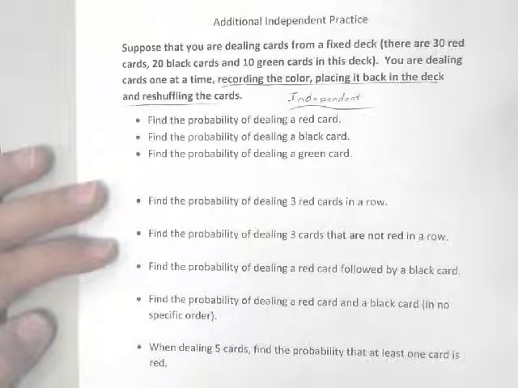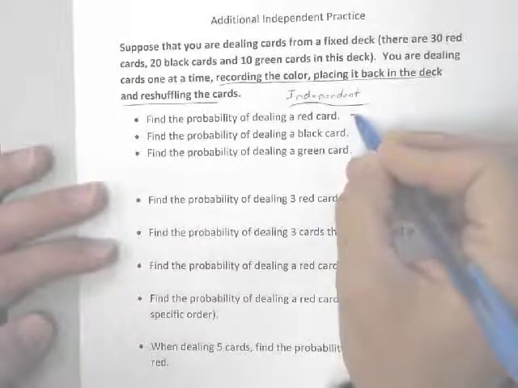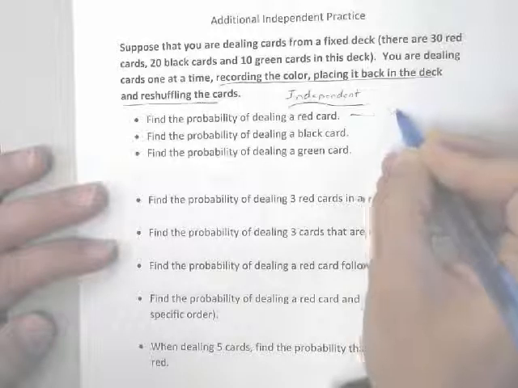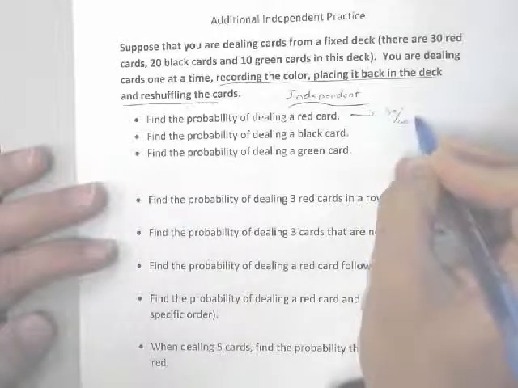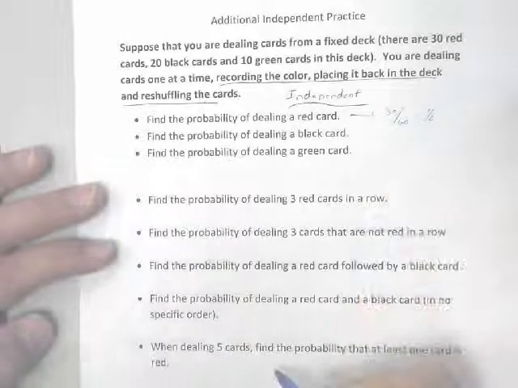If you deal a red card, record it, put it back in the deck, reshuffle that deck, and deal another card, you have the same probability of getting a red card as you did the first time. So this is just a straight multiplying problem. The first couple of problems are relatively simple. Find a probability of dealing a red card. Well, we look back, we know that there are 30 red cards out of 60 total cards, so it's 1/2.